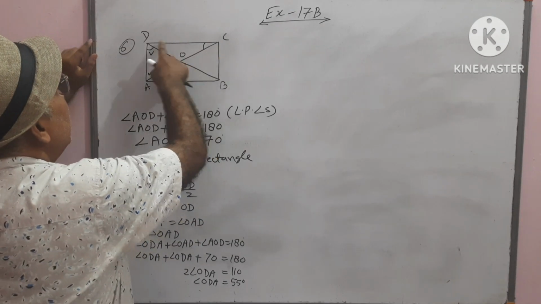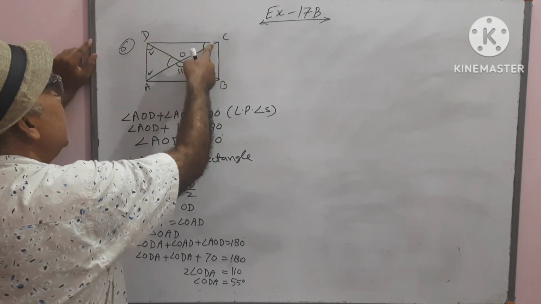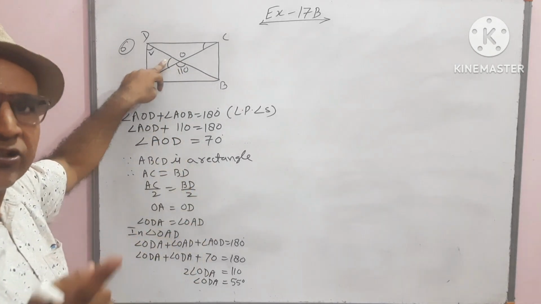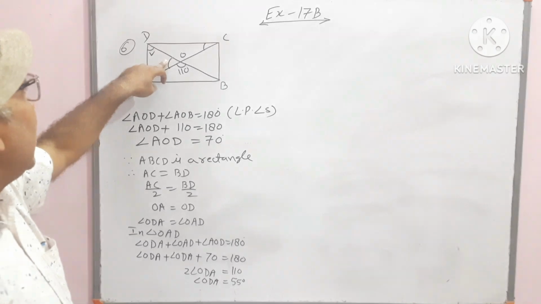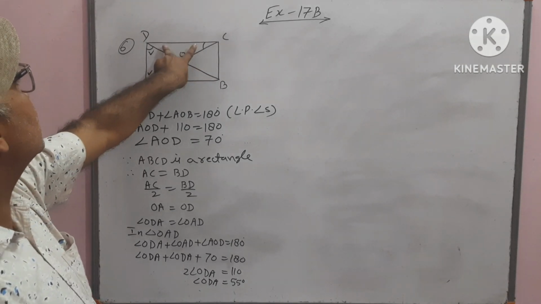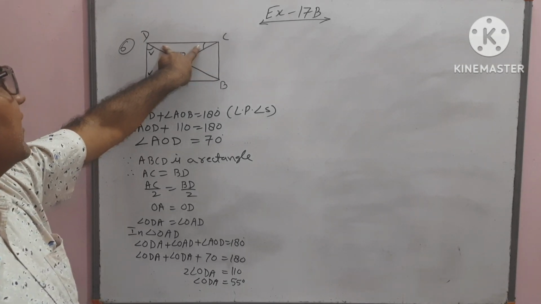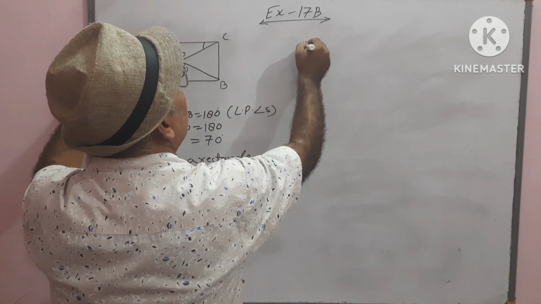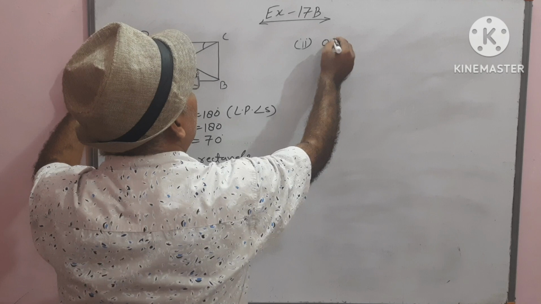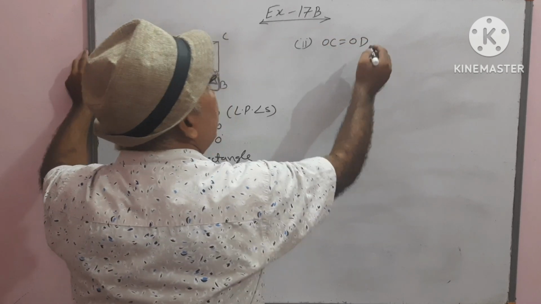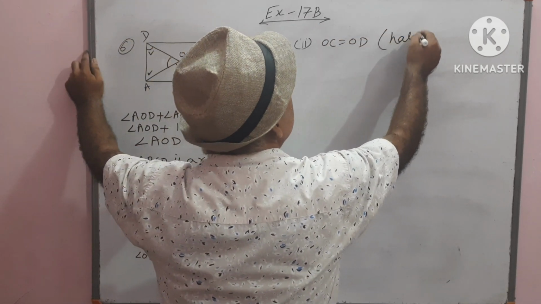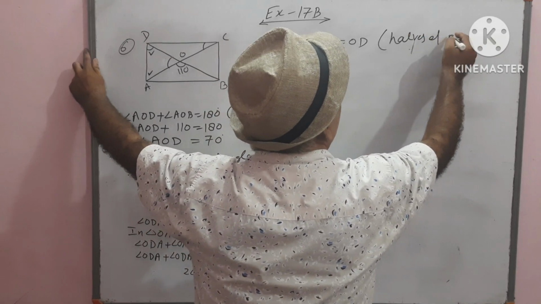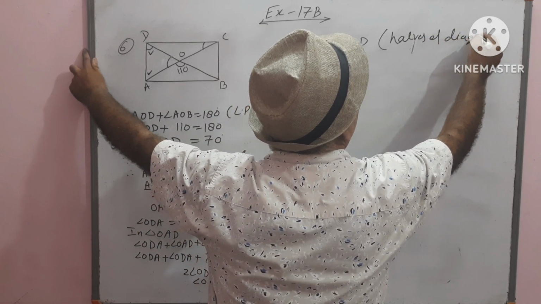Watch carefully. In triangle OCD, CO is produced to A, then this angle is called the exterior angle of a triangle. And the exterior angle of a triangle is equal to the sum of the two interior opposite angles. Okay, see how to do. In the second part, OC is equal to OD. Why? Because these are the halves of diagonals.